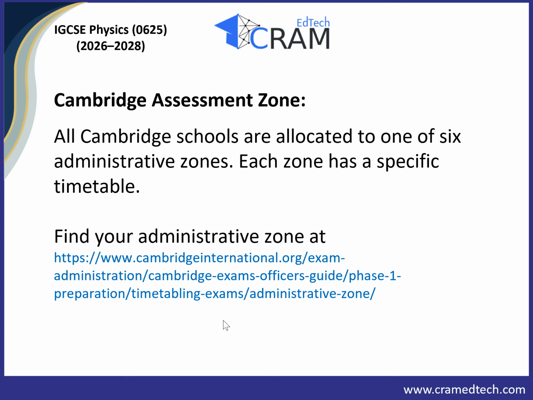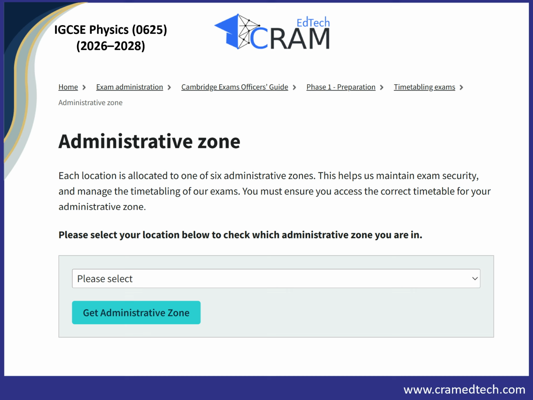and when you click on this link, you will be able to access this website. This is the Cambridge website. You can see over here administrative zone. It's mentioned here that each location is allocated to one of the 6 administrative zones. This helps Cambridge to maintain exam security and manage the timetabling of the Cambridge exams as well. So just select your location from here.